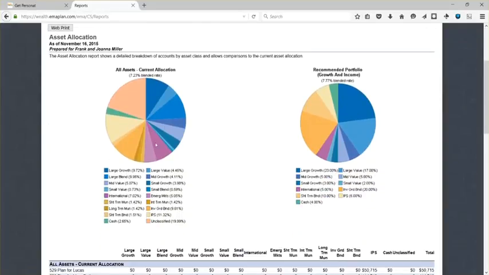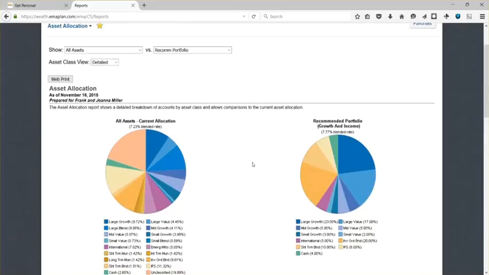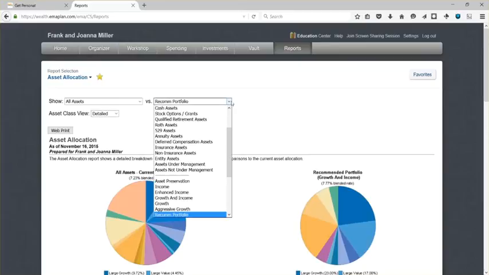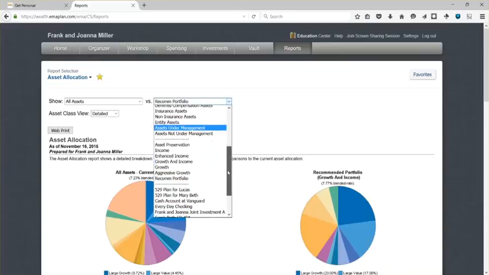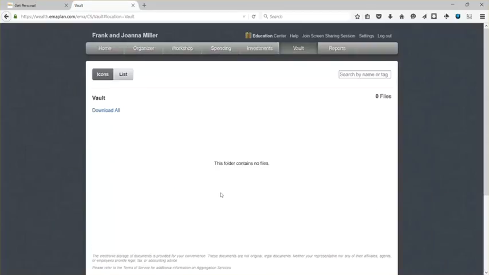So here's an asset allocation report, current versus the recommended asset allocation for someone with the risk tolerance that the Millers have. And you can make all sorts of different comparisons. With that, I'm going to step back one notch to look at the vault.